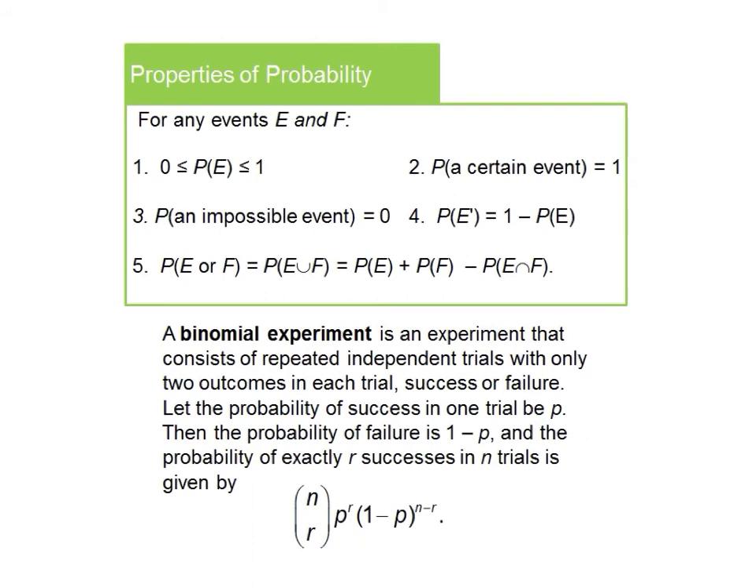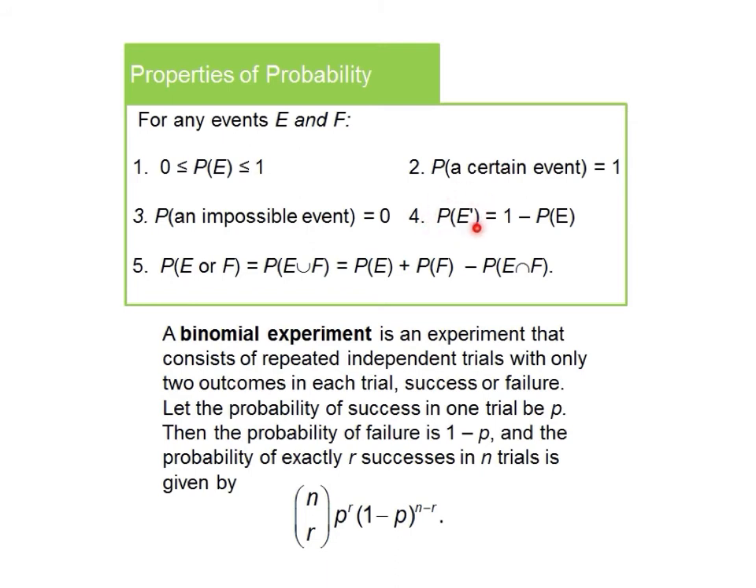Some probability notation that you need to be familiar with, or some properties of probability. First of all, probabilities will always be between 0 and 1. They can be equal to 0, they can be equal to 1. If you have an event that is absolutely guaranteed to happen, I'm going to roll a die and I'm going to get a number larger than 0. That is a certain event. The probability of an impossible event is always equal to 0. The probability of rolling a single die and getting a 7 is 0.